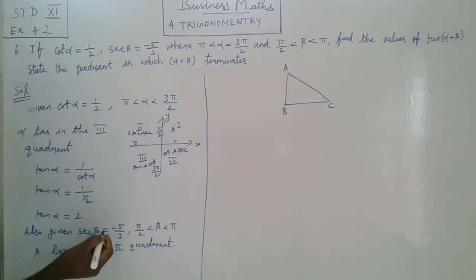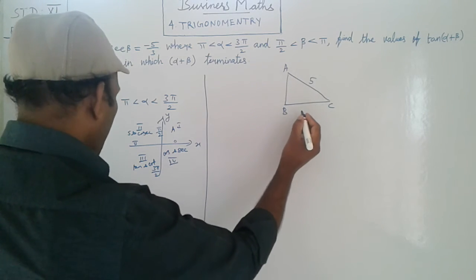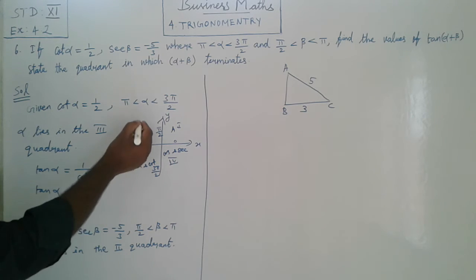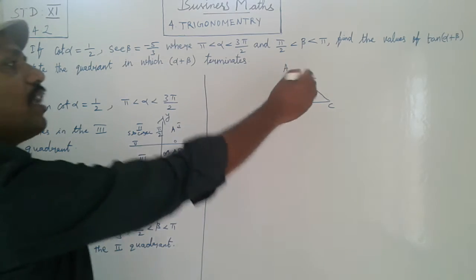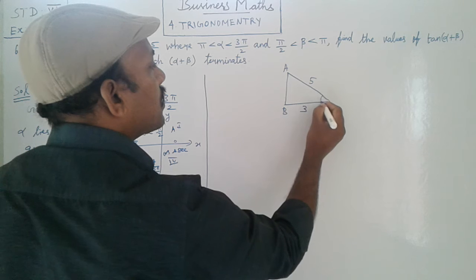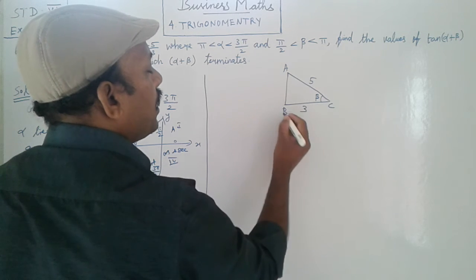Secant beta is the ratio hypotenuse divided by adjacent. Hypotenuse AC is 5, adjacent is 3. The minus sign is because it is in the second quadrant, where secant beta is negative, so we only take the positive value in the ratio. In this right triangle, this is beta, and we should find AB.